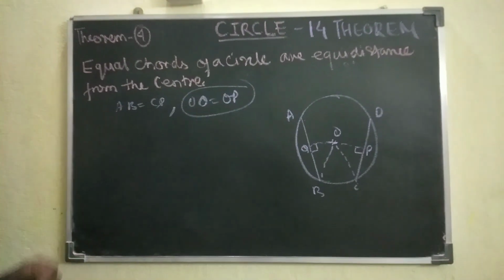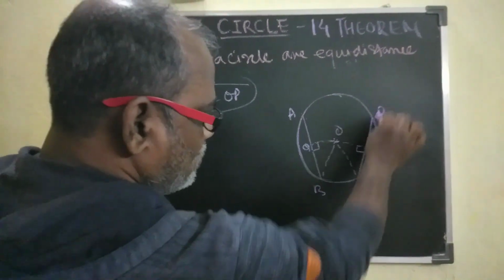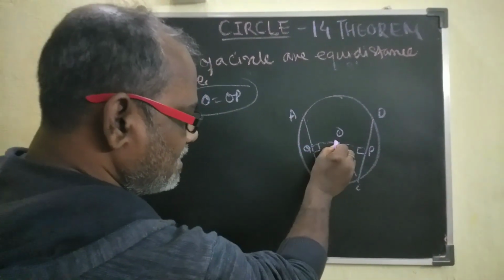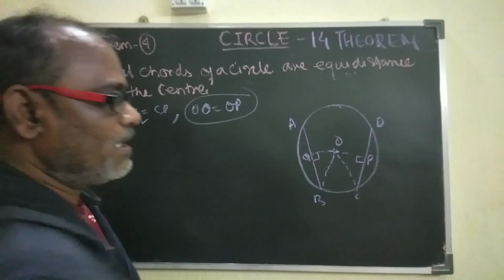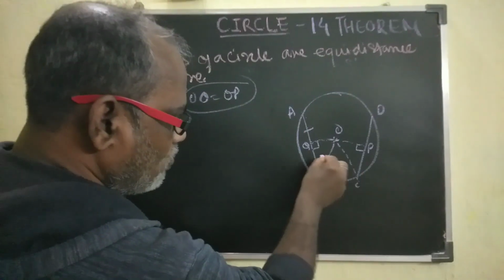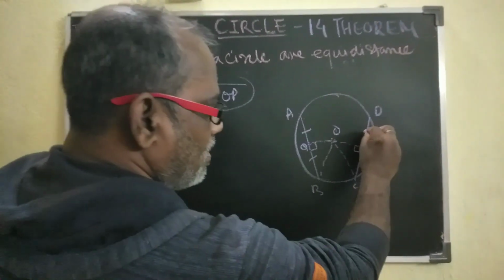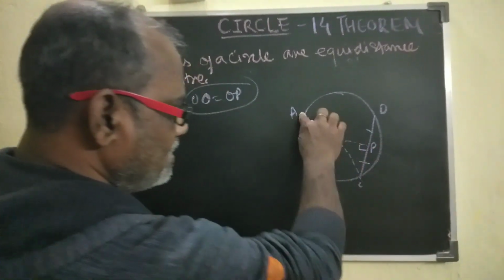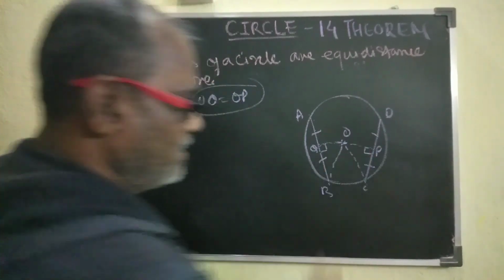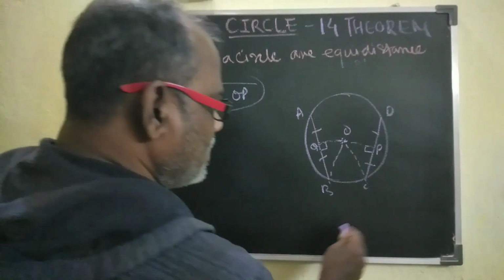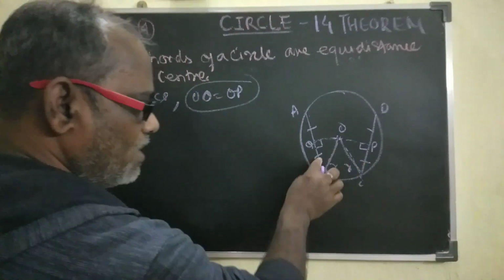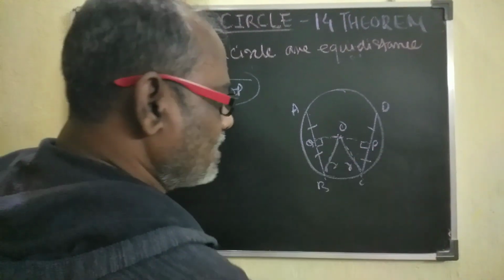Now we can see that since AB equals CD, it is given, and this is the perpendicular distance. We have already learnt that a perpendicular bisects the chord. That means AQ equals QB, PD equals PC. Since these two chords are the same, therefore QB equals PC. Number 1. Number 2 is that this is the radius, this is the radius. So both radii of the same circle are equal.